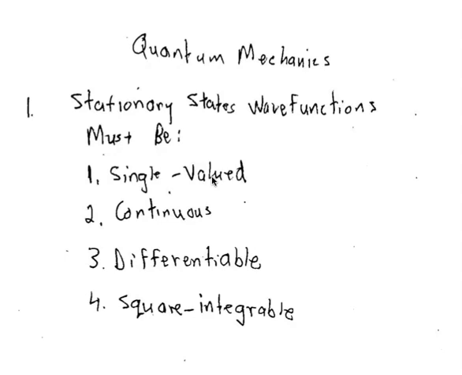So those are the features that represent a stationary state wave function. And the first one I'm going to get to soon will be the infinite square well in one dimension. Let me go on.